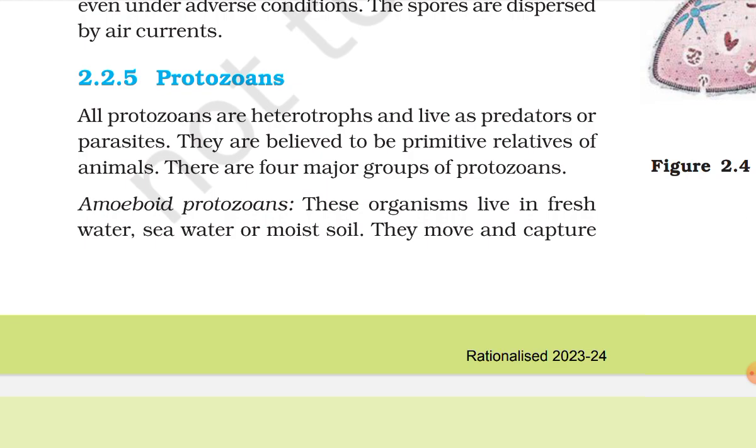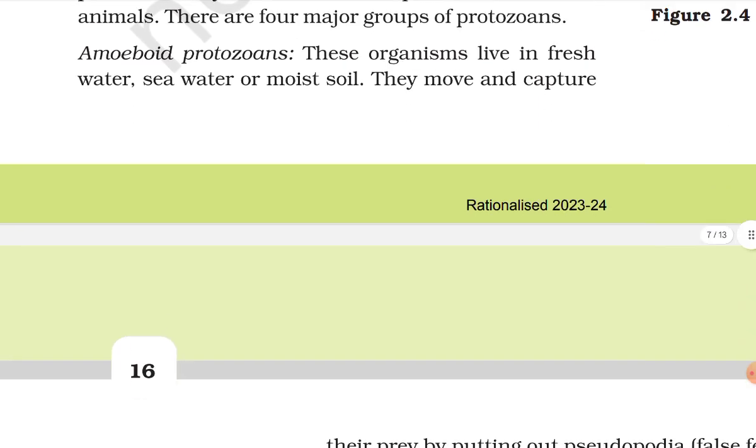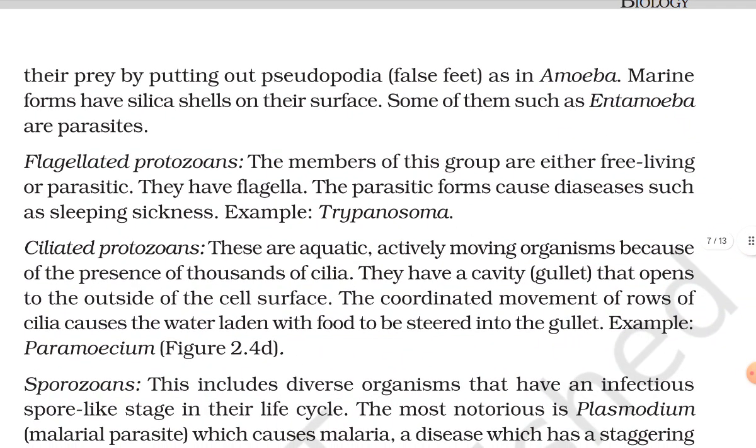Protozoans. All protozoans are heterotrophs and live as predators or parasites. They are believed to be primitive relatives of animals. There are four major groups of protozoans. Amoeboid protozoans. These organisms live in fresh water, seawater, or moist soil. They move and capture their prey by putting out pseudopodia, false feet, as in Amoeba.